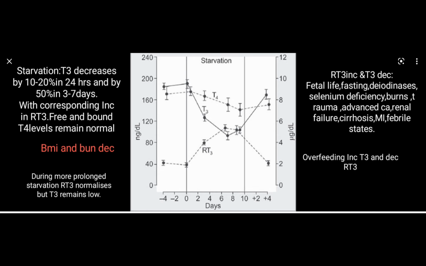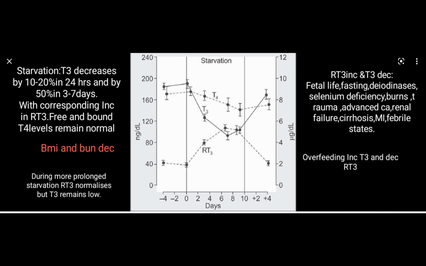And during more prolonged starvation, RT3 normalizes, but T3 remains low. And in which conditions is the reverse T3 increased and T3 decreased? These are the conditions: fetal life, fasting, deiodinase inhibition, and selenium deficiency, burns, trauma, advanced cancer, renal failure, cirrhosis, MI, febrile states.